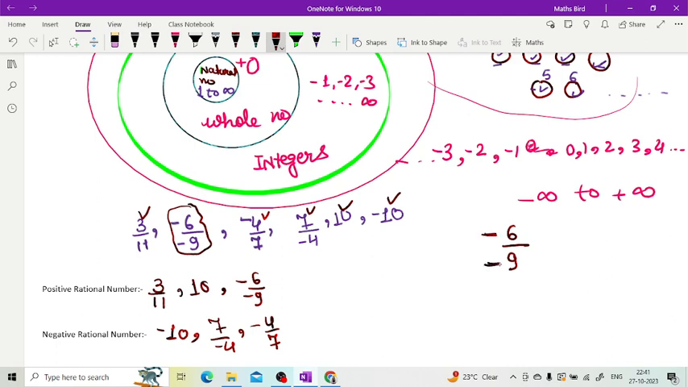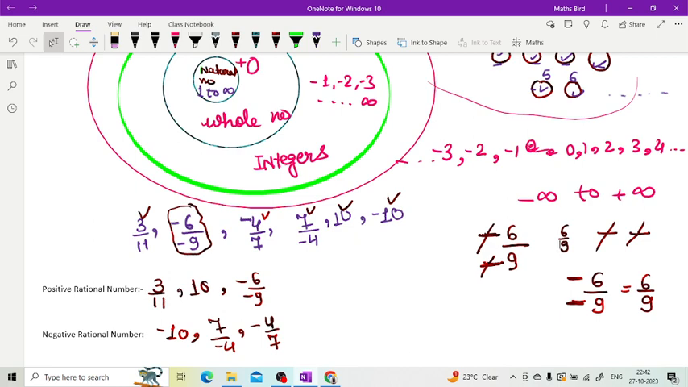Look, when this minus and this minus fight with each other, they will cancel each other. When two equals fight each other, things become neutral, right? So when they fight each other, this minus and this minus, they will cancel out each other. So it will be simply 6 by 9. So now we can say minus 6 by minus 9 is equal to 6 by 9. So if two minus signs are there, one in the numerator and one in the denominator, then it will be positive, right? So this is a positive rational number.